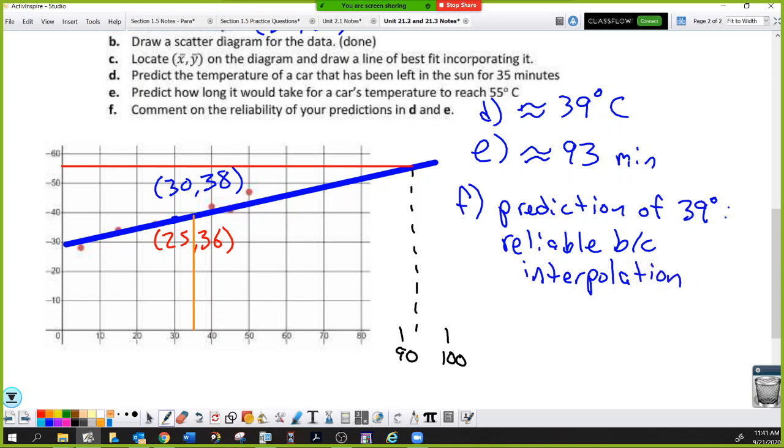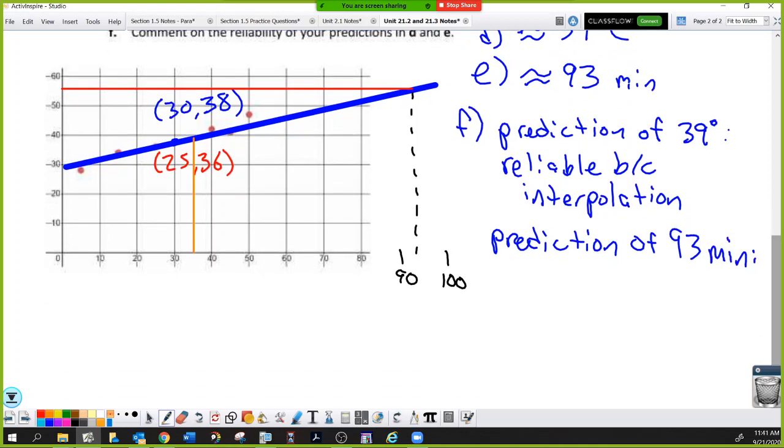Now for the prediction of 93 minutes, I'm just going to go ahead and do this one. I want to talk about this for a moment, and then I'm going to have to talk to Mr. Donovan about this. Prediction of 93 minutes. Reliable or not reliable, you guys would say? Not reliable, but why? Because it's extrapolation, and that's what the book says.